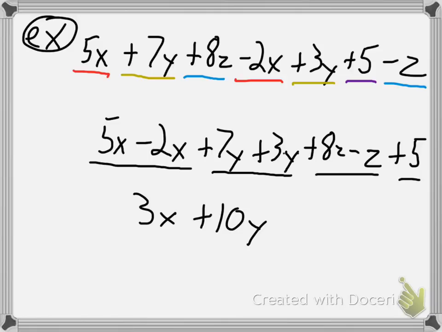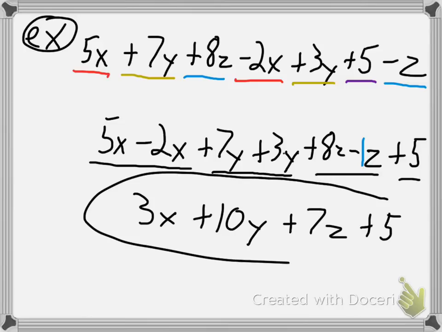Next, I have an 8z minus z. I have to keep in mind here that because there's no coefficient with the z, that coefficient is going to be a 1. If there's not ever a coefficient in front of it, it's just a 1. So I can combine those now. 8 minus 1 is 7, a positive 7, so plus 7z. And then bring down my plus 5. It's all by itself. And there's my answer.